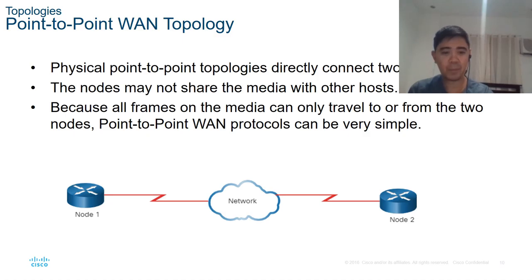Again, in a point-to-point, I have a scenario here. Say node 1 is Mapua Makati, the other one is Mapua Intramuros. There is a dedicated connection connecting these two branches. So we call this a point-to-point. There are no other network devices. There may be a network device like a multiplexer, but again, it just terminates the wire to connect node 1 directly to node 2.